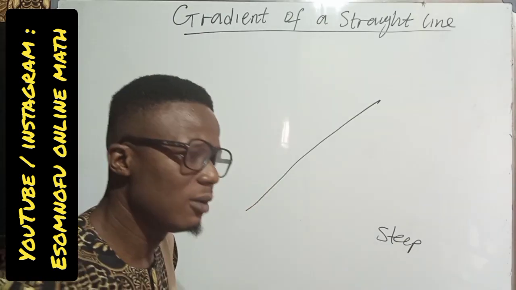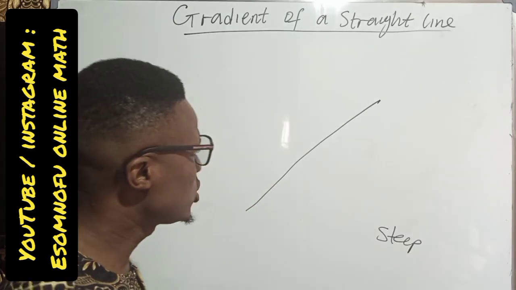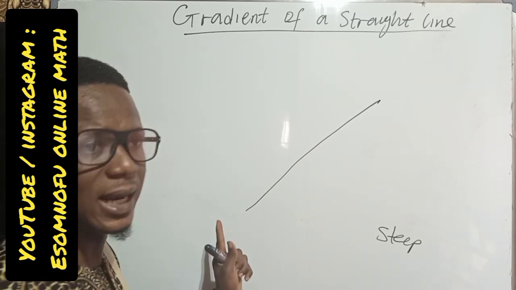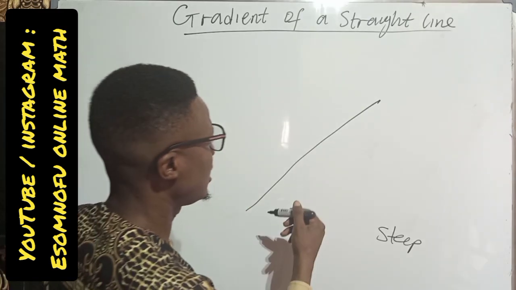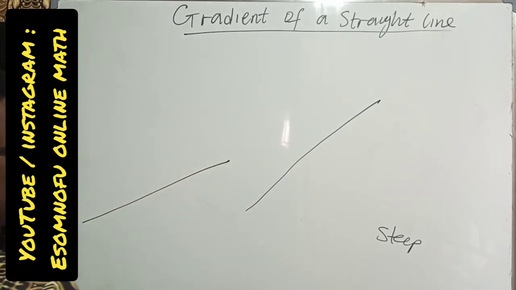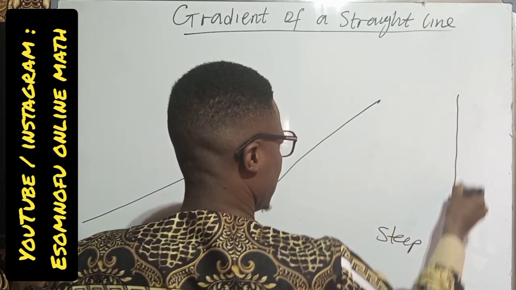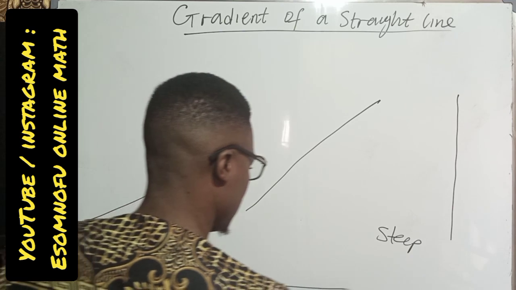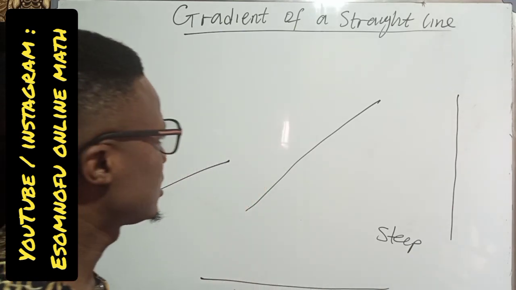So what am I saying now? That gradient is just the measure of how steep a line is. Look at this line here now, and look at another line. Look at this one, and look at this one. All these things are straight lines.